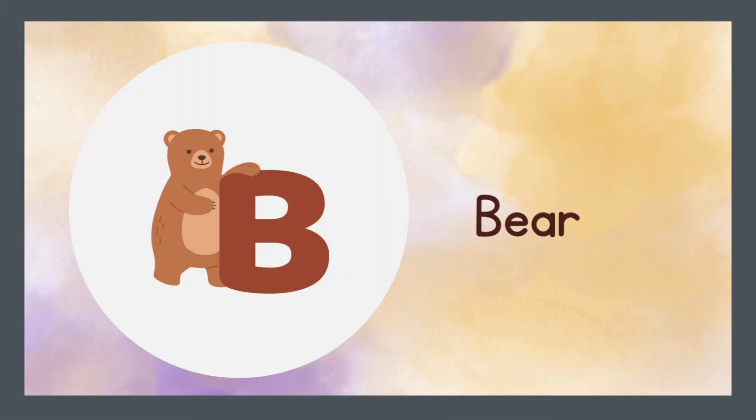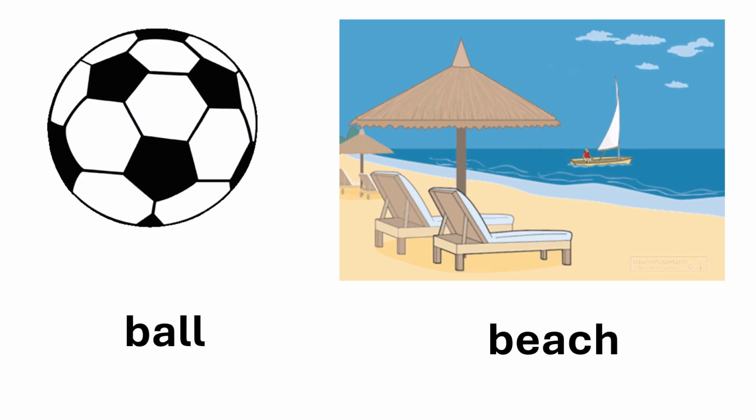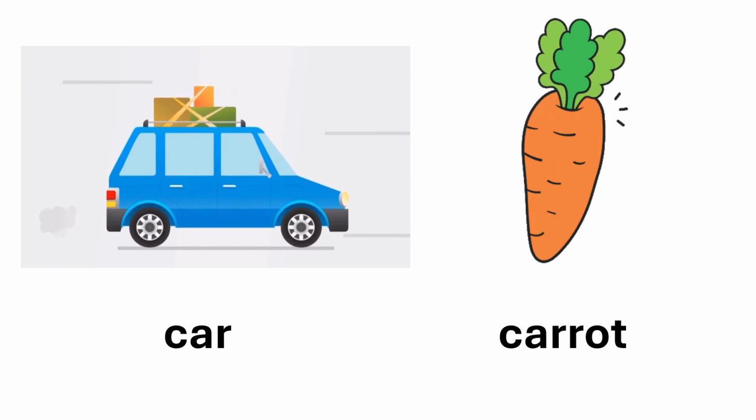B for bear. Ball, beach. C for cat. Car, carrot.